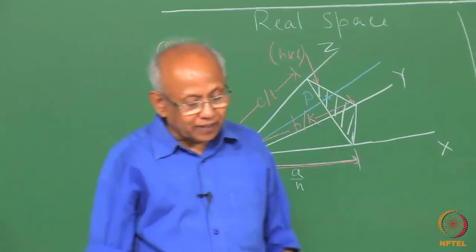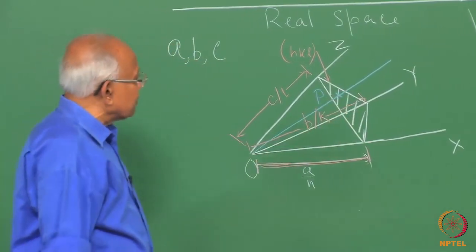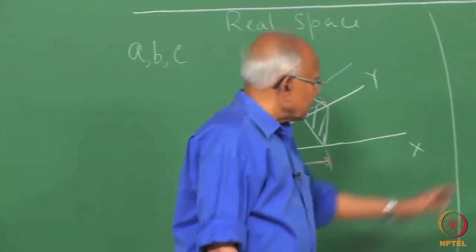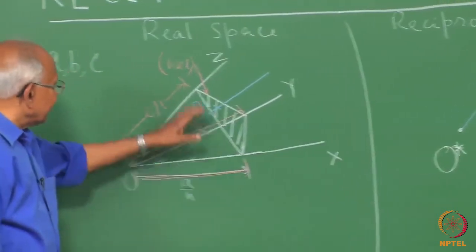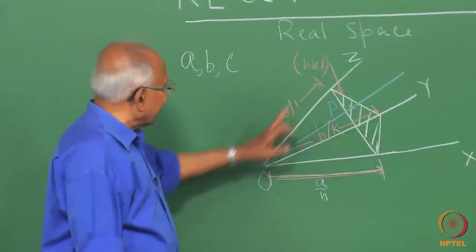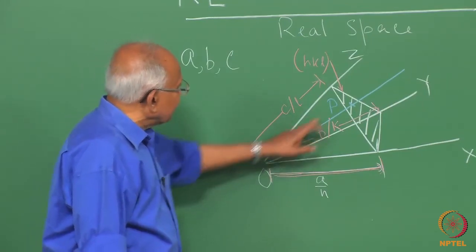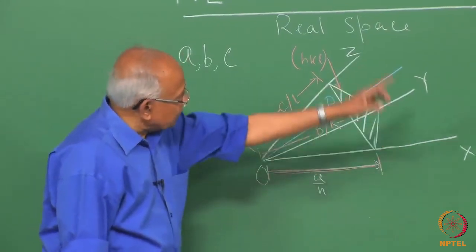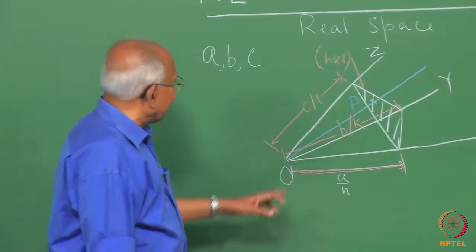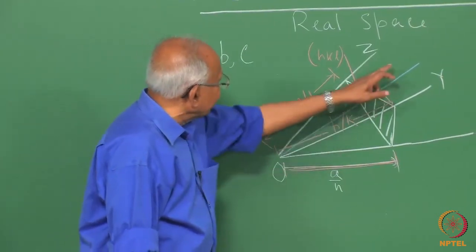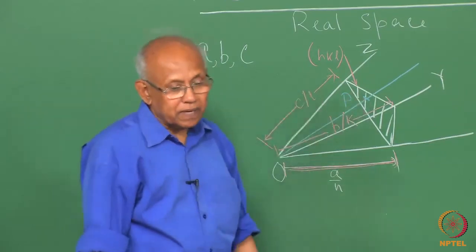So, we have a situation that we have a vector sigma star HKL in the reciprocal space, which is equal to h a star plus k b star plus l c star, and in the real lattice we have got an HKL plane. We draw a line from the origin of the real lattice parallel to the sigma star HKL vector in the reciprocal lattice, and suppose this cuts the HKL plane at the point P.